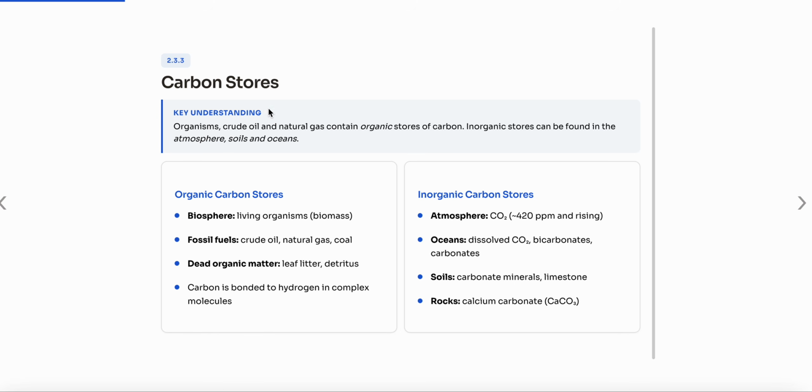When you talk about carbon stores, we have organic carbon stores and inorganic carbon stores. Organic is where carbon is present in living organisms, that is the biosphere, fossil fuels, and dead organic matter. Carbon is present as an inorganic component in the atmosphere, oceans, soils, and rocks in the form of various salts such as calcium carbonate, dissolved carbon dioxide, bicarbonates, and carbonates. So these are the inorganic carbon stores.